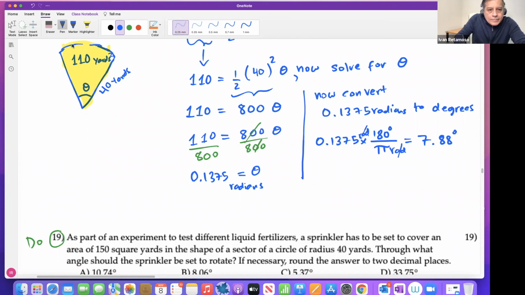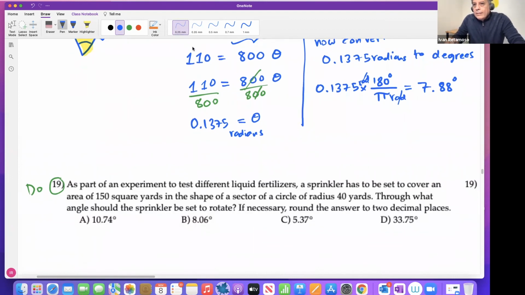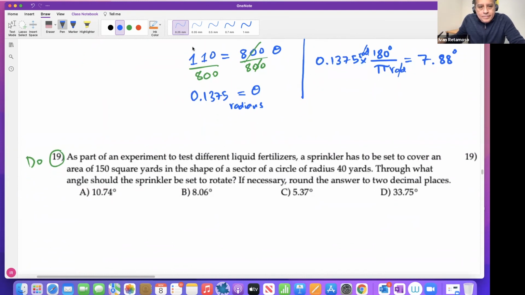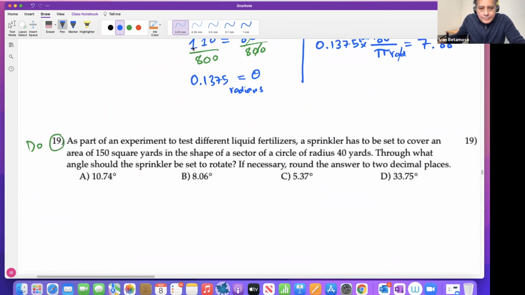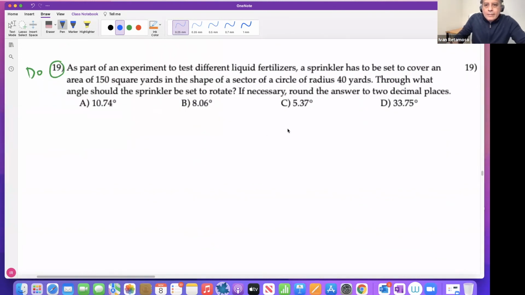Okay, guys, so let me just modify this a little bit, so there. All right, great. Okay, so let's try to do it together, to finish up. So as part of an experiment to test different liquid fertilizer, a sprinkler has to be set to cover an area of 150 square yards. So let's draw a diagram, right? Diagram here.